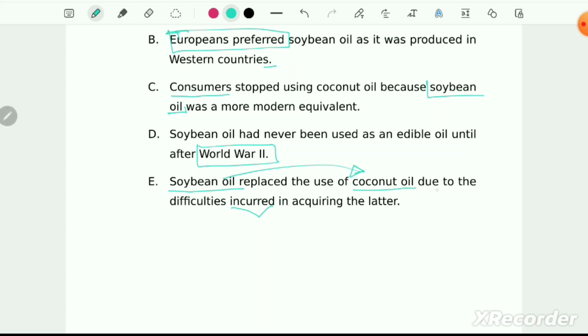So coconut oil, due to difficulties incurred in acquiring the latter. This latter indicates the coconut oil. This latter is actually used when you compare between two. So here we compare between soybean oil and coconut oil. So latter indicates the later one, like the second one. That means the meaning of this sentence is soybean oil replaced the use of coconut oil due to the difficulties occurred to get the coconut oil.